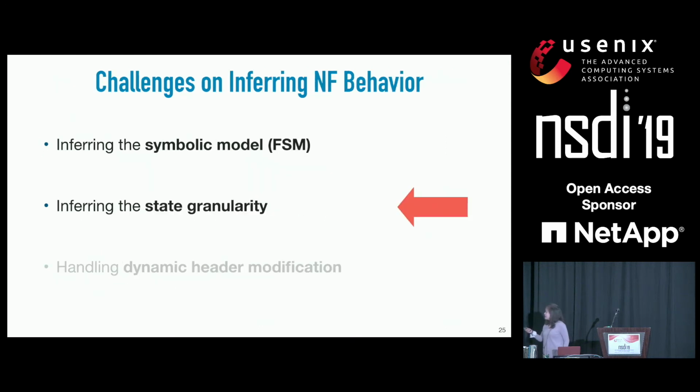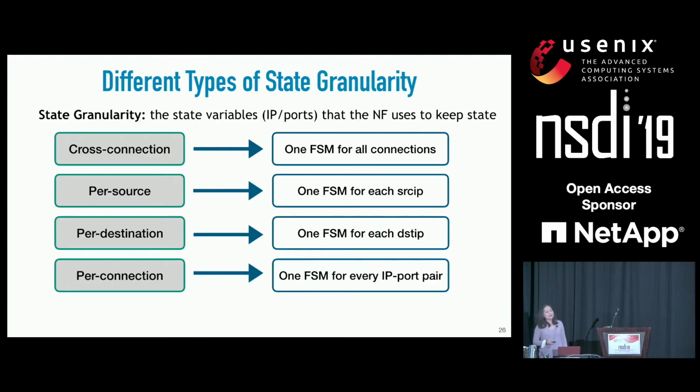So let's look at how we can infer the state granularity to tackle NFs that may not be keeping per-connection state. At a high level, state granularity refers to the state variable, like the set of IPs and ports that the NF uses to keep state. So I'll give you the high-level different types of state granularity we consider in this work and their intuitive definition.